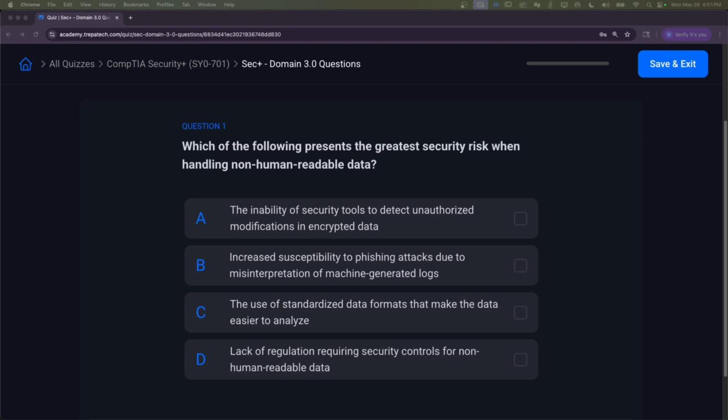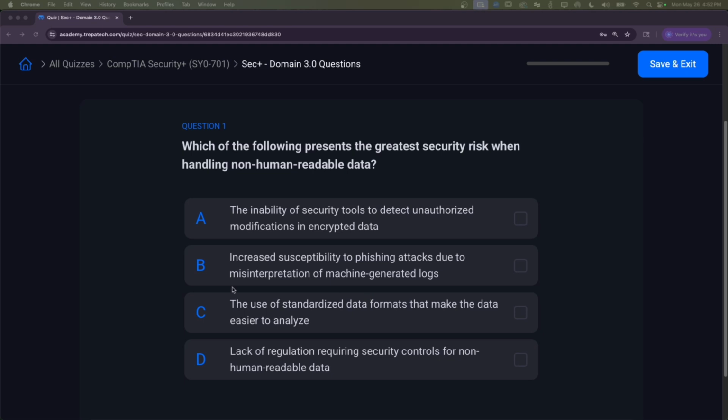So the greatest risk when handling non-human readable data. So again, this is going to be something that's maybe encrypted, maybe like a barcode or something like that. Something that the human mind, the human eyes cannot read. Something that's not just plain text data, essentially. But it's not always just ciphertext. They consider non-human readable data, again, like a barcode or something like that.